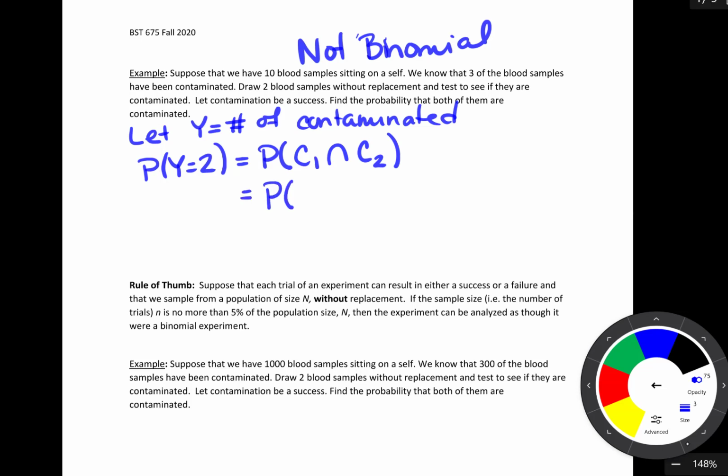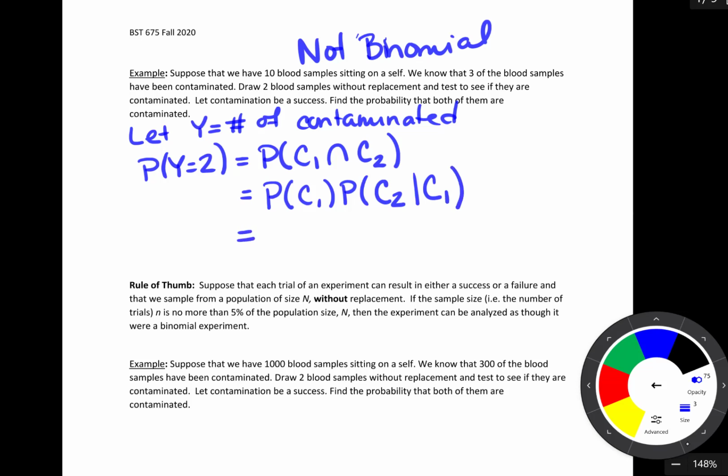And we can use conditional probability to help us out here because we know that these are not independent of one another. What we can find is the probability of the first one being contaminated times the probability of the second one being contaminated given that the first one was.